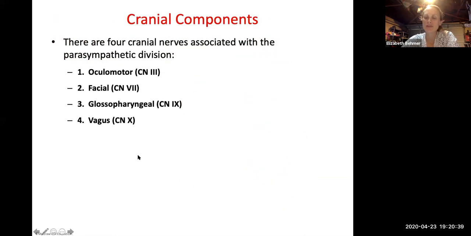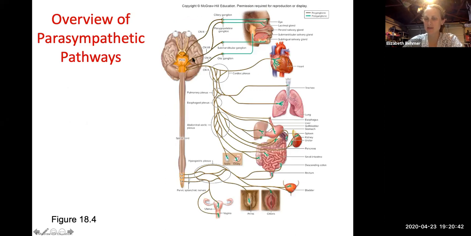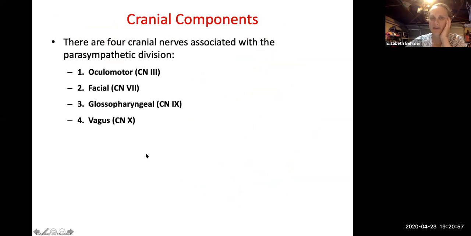I do want you to know, in this picture, you can see up near the cranial region, there's 4 cranial nerves that the parasympathetic pathway uses for its motor response. Those 4 cranial nerves are listed in your notes, or you have to fill them in. These 4 cranial nerves associated with the parasympathetic division are the oculomotor nerve, your facial nerve, your glossopharyngeal nerve, and your vagus nerve. You don't need to really know the numbers. I'll always have the name listed with the number. But you should know that these are the 4 cranial nerves associated with your parasympathetic division. And we'll go through each of them now.